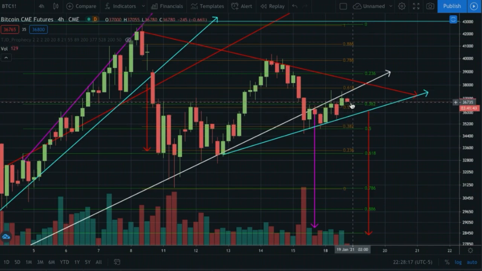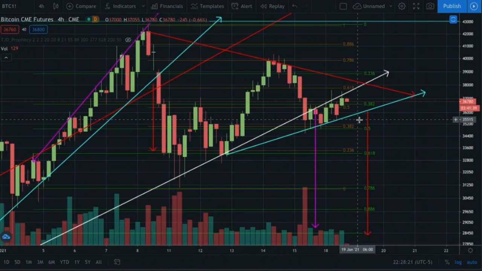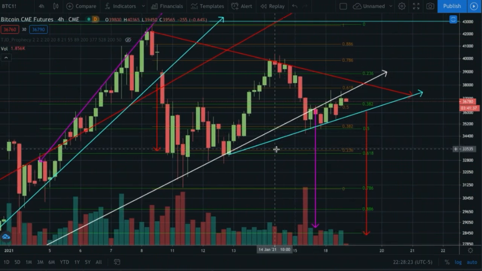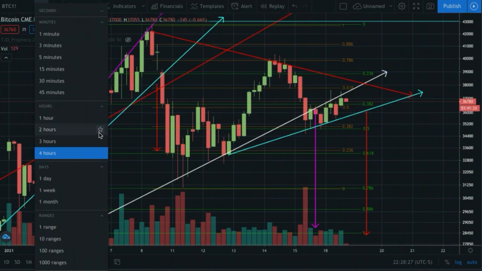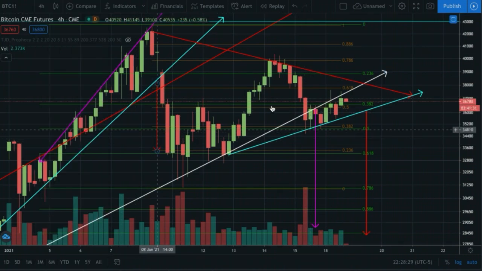But at this point in time, it looks like a small move back down to the bottom here would be more likely. Now, what I expect because of how this is playing out, I'm going to wait to switch time frames.